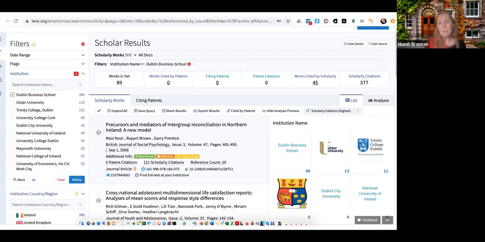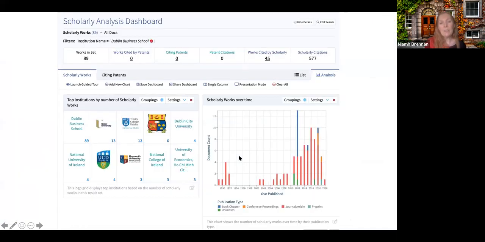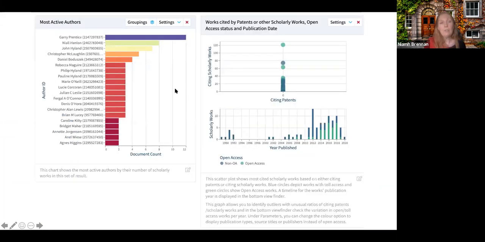So here's examples from the Lens, doing an institution search. You can see all those lovely metrics appearing by the institution name, open access metrics as well. There's a scholarly analysis dashboard for an institution. You can do this for an author or for a group of authors, right? And you get these really nice metrics on publication counts, publication types, and you can even go in and look at the collaboration metrics. Who are the top collaborators, what are the top citing works, what are the top citing patents?